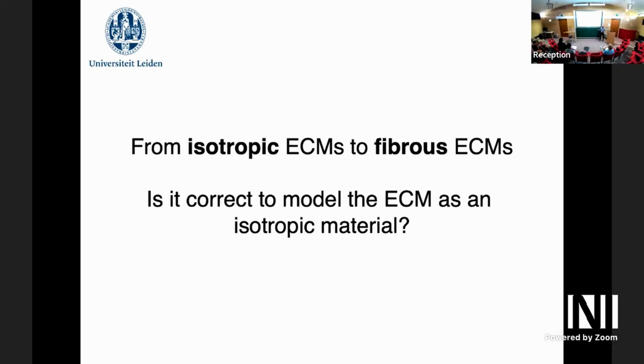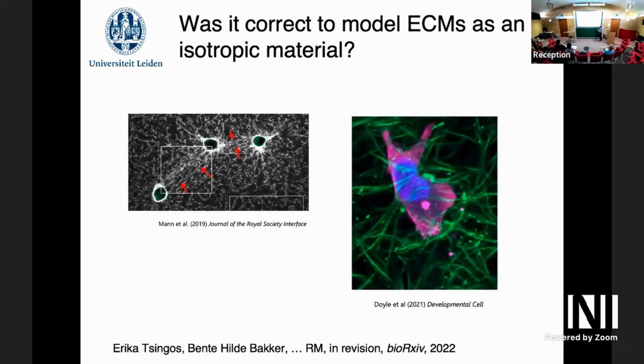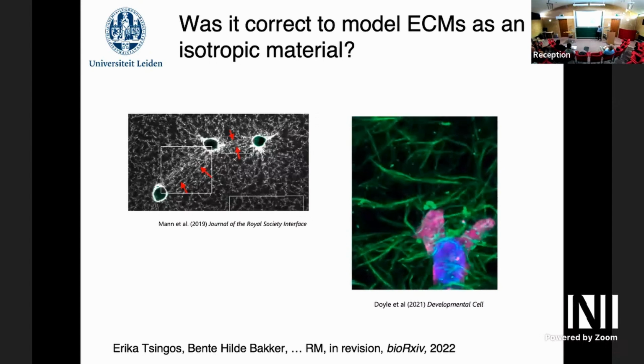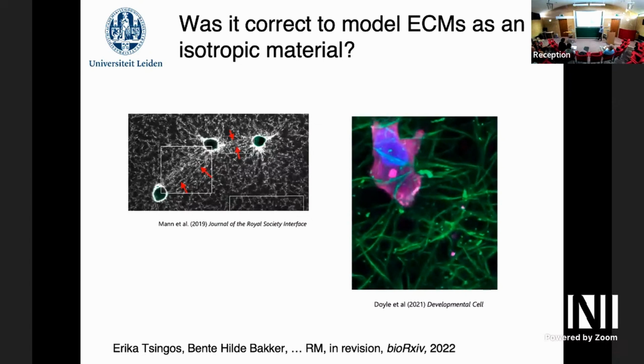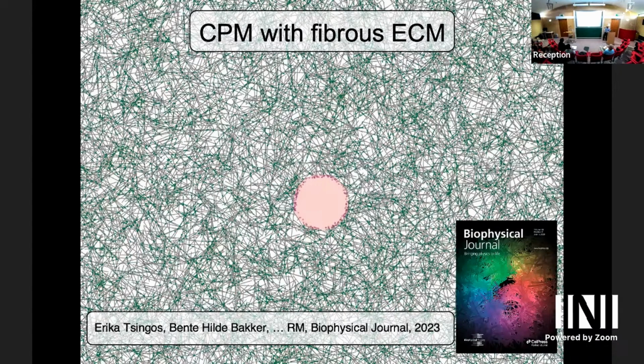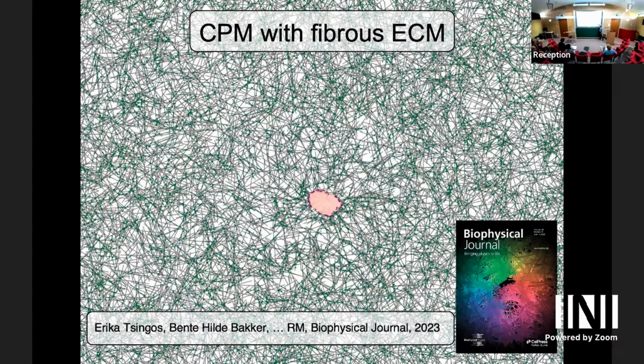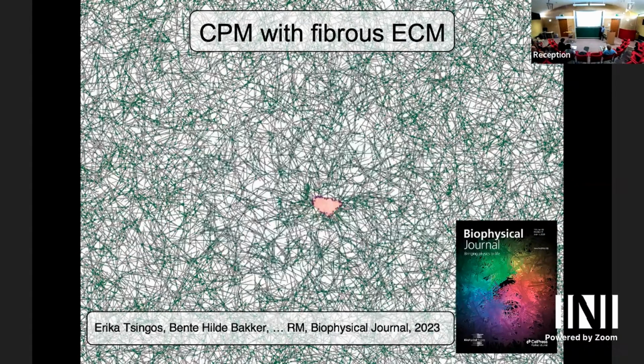I'm happy to discuss any detail later on because I really want you to see this part of the work where we take away the isotropy and make it heterogeneous. Because it was of course not correct to model the ECM as an isotropic material, so now that's why we introduced a new method. And we will just publish this this week, and a postdoc did this work together with another postdoc.